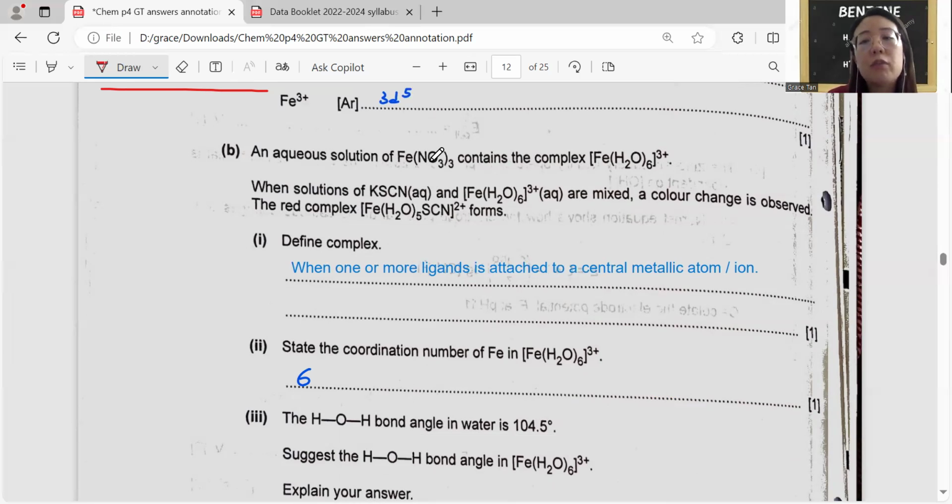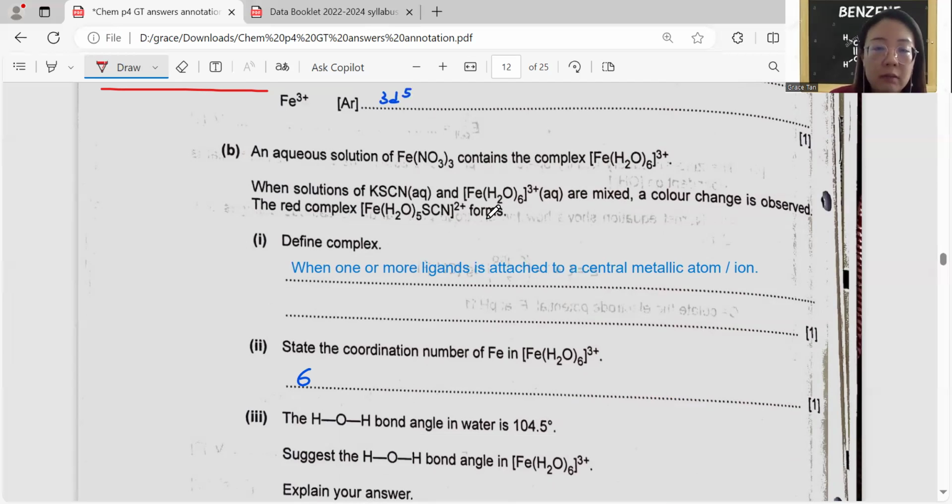An aqueous solution of iron(III) nitrate contains the complex iron(III), which is in the hexa-aqua form. All right, so this is a complex ion. When solutions of potassium thiocyanate and hexa-aqua iron(III) ions are mixed, a color change is observed. The red complex is formed.